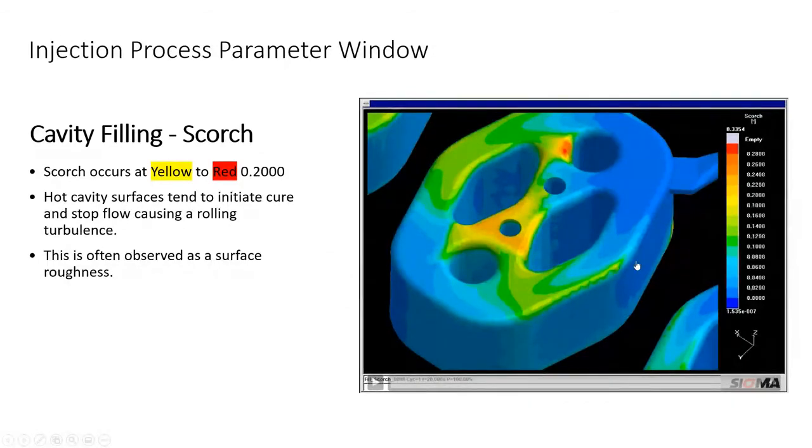There's also some things we could do from gate location. In this particular case, I know the gate location was changed. They moved the edge gating that you see here to one of these larger areas, and then they filled the part with the last place to fill at the pins, and pins are a good place to vent. So they solved the problem by just moving the gate for the cavities.